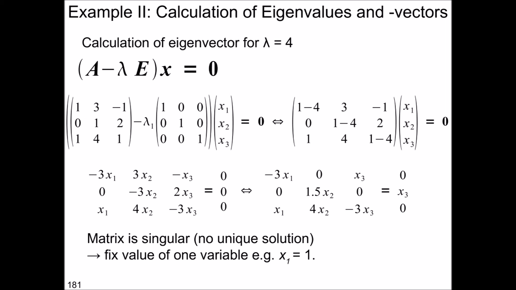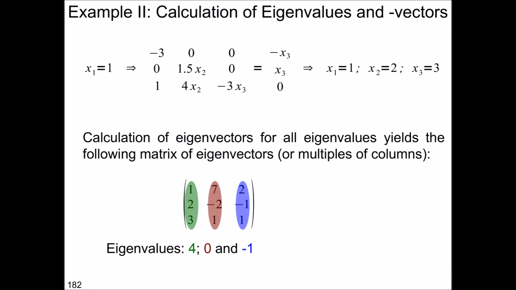So we ignore this, and we can do this by fixing the value of one variable. For example, we define x1 as 1. When we define x1 as 1, the equation system changes. You see in the bottom row, now we have 1 plus 4 times x2 minus 3 x3 equals 0. And when we solve this equation system, we obtain x1 as 1, x2 as 2, and x3 as 3. So this would be the first eigenvector for this matrix. So we have 1, 2, 3 as eigenvector.